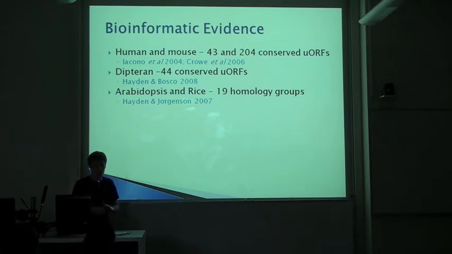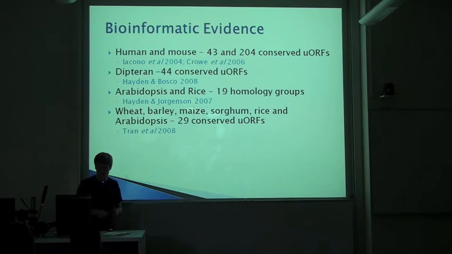We've also had conserved UOFs identified in plants, so between Arabidopsis and rice, Hayden and Jorgensen identified 19 homology groups, all of which are under strong purifying selection. Furthermore, 4 of these homology groups had conservation in other eukaryotes, including primitive plants, slime mold, fungus, and mammals. However, this conservation was for sequence and length, but they were in different mRNA transcripts. Therefore, the authors believe that these peptides will most likely be acting in trans.